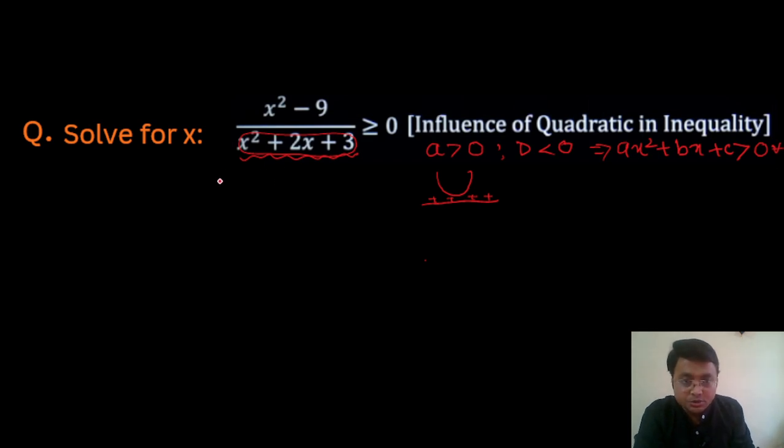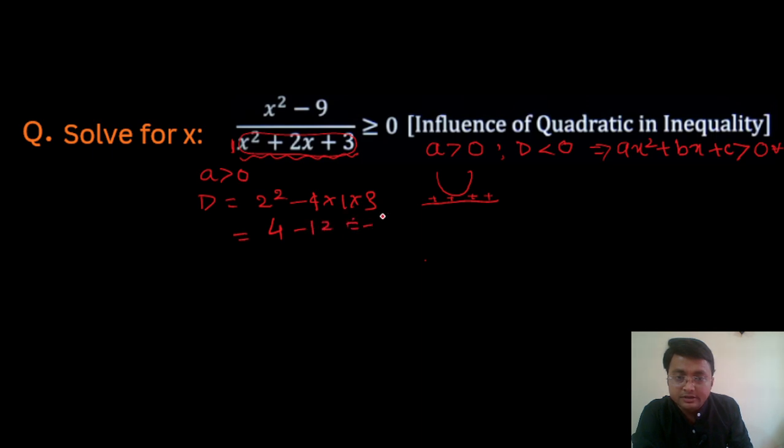Now you can see in the question, a is positive because the coefficient of x² is 1, right? Now you find D. D is b² − 4ac, which means 2² − 4ac. So what are we getting here? 4 minus 12. So D is negative here, right? A positive, D negative. So this entire expression will be positive.